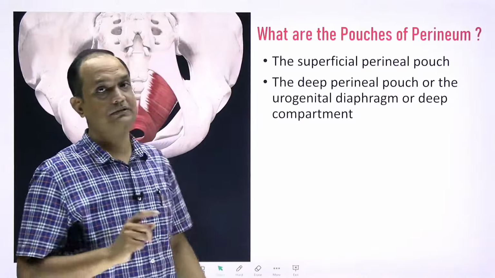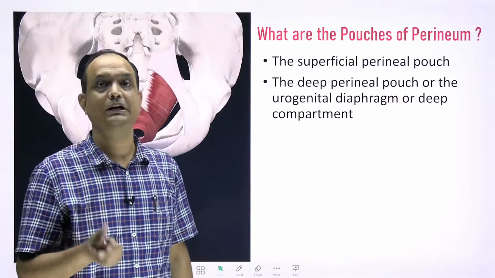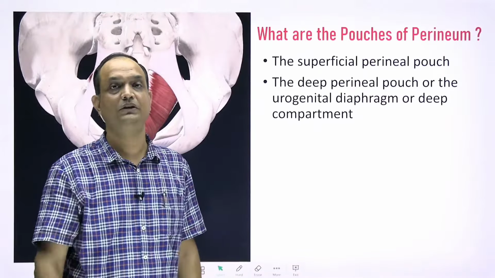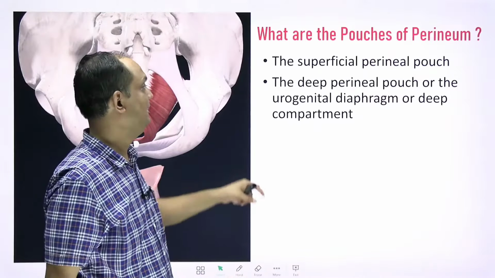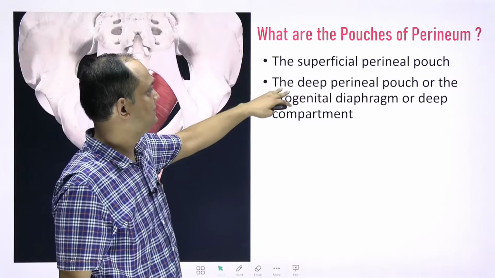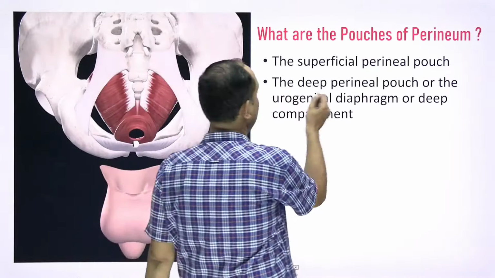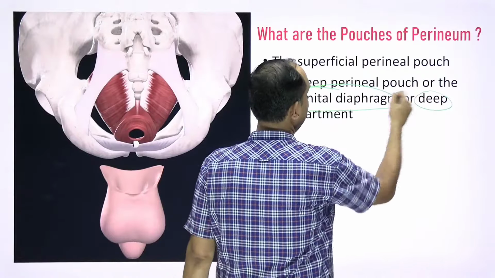So what are the pouches? There are two pouches, the superficial pouch and the deep pouch. And what is the line of demarcation between the superficial and deep pouch? The answer is the perineal membrane. This deep pouch is also known as the urogenital diaphragm or the deep compartment.